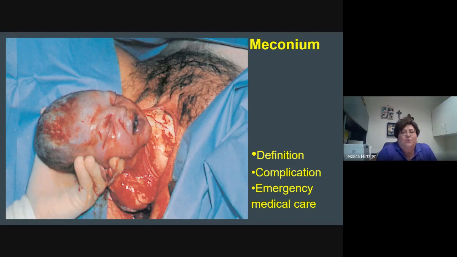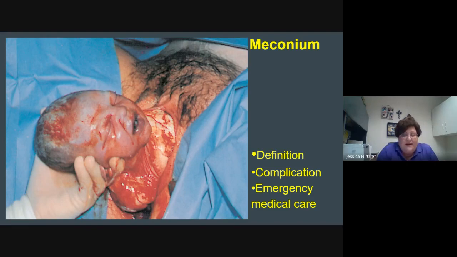So like I told you before, as soon as the head presents, if meconium is recognized and noticed, you want to go ahead and suction the baby aggressively, okay, before they take their first breath. You will suction the infant's mouth and then nose as soon as it delivers. Don't wait for the whole baby to deliver, if at all possible. As soon as that head delivers, you want to be suctioning, okay?